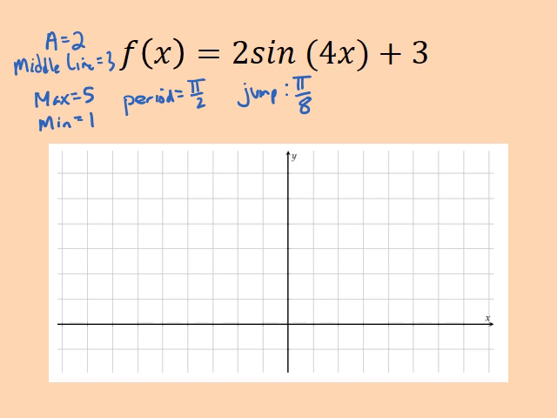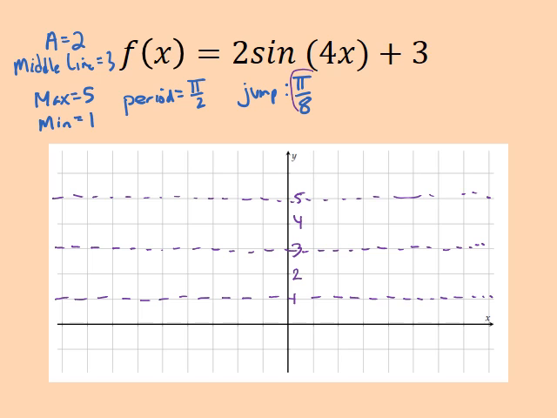Since our middle line is 3, we're going to go up 1, 2, 3, and we're going to dot our middle line. Since the maximum is 5, we're going to dot the maximum. And we're also going to dot the minimum. Our sine graph is going to go between 1 and 5.